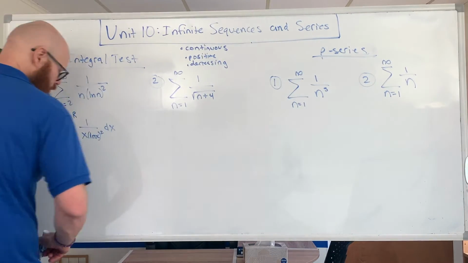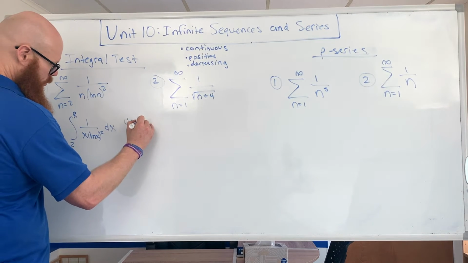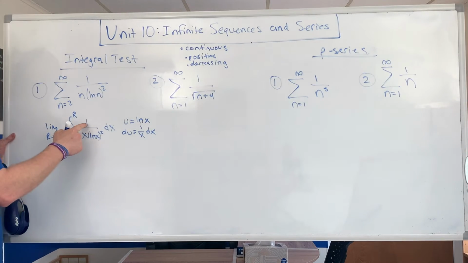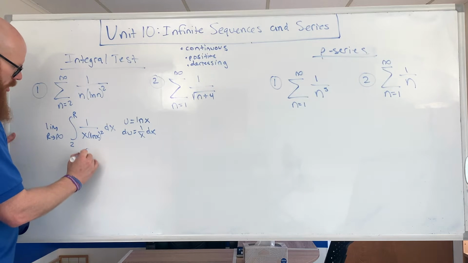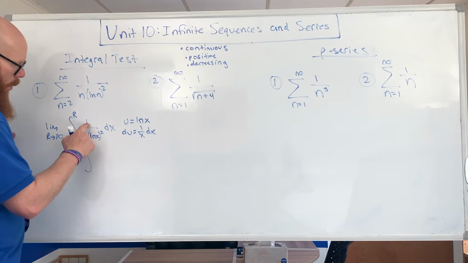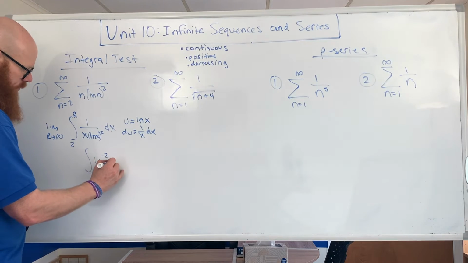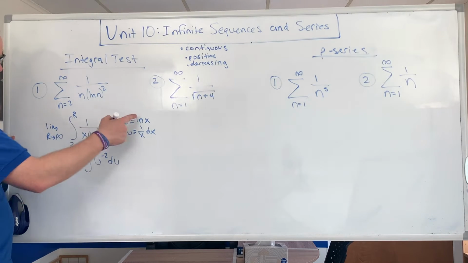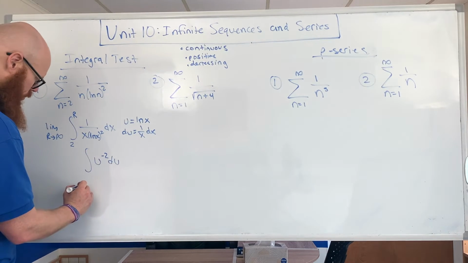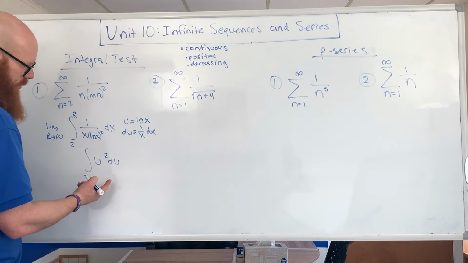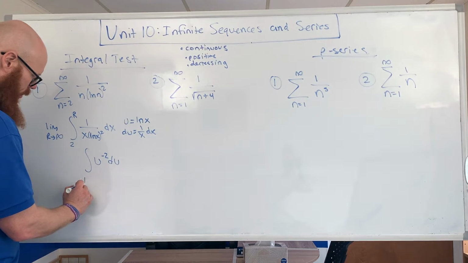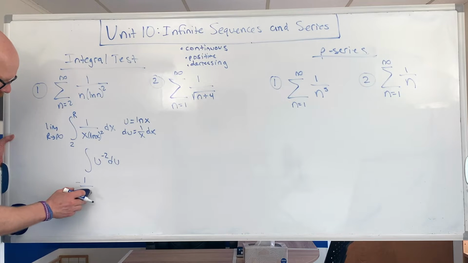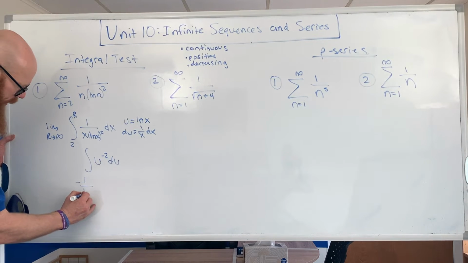This is a u substitution. So for this one, I'm going to make u = ln x, and du is 1 over x dx. This works out perfectly. I've got a 1 over x dx here. So I have the integral of 1 over u squared, which is u to the -2 du. I know I have a limit from 2 to r, but instead of plugging in this time, I'm just going to do this real quick. The integral of this is u to the -1 over -1, so it's -1 over u. But u is ln x, so I'm going to get -1 over ln x.